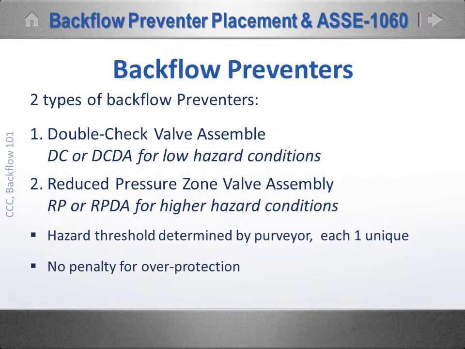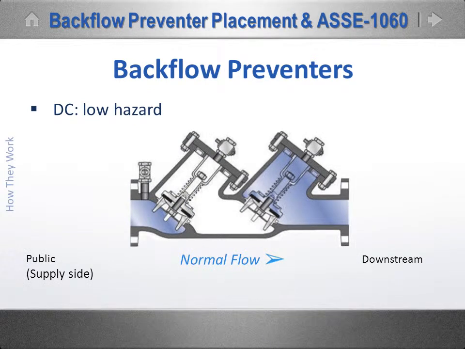So let's have a quick look at how these things work. The double check assembly was developed in the 50s, and for what it does, it does well. Anytime pressure on the downstream side exceeds pressure on the supply or public side, the valves close and the water stops flowing backwards. Keep in mind that no remedy exists in the event of a malfunction of the valve closure, or if debris in the line causes the valves to not close completely.